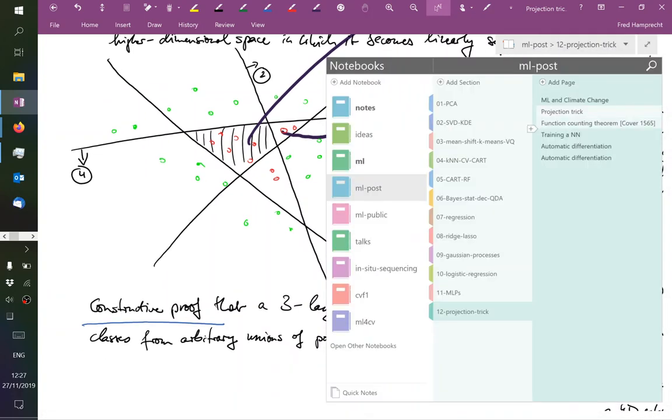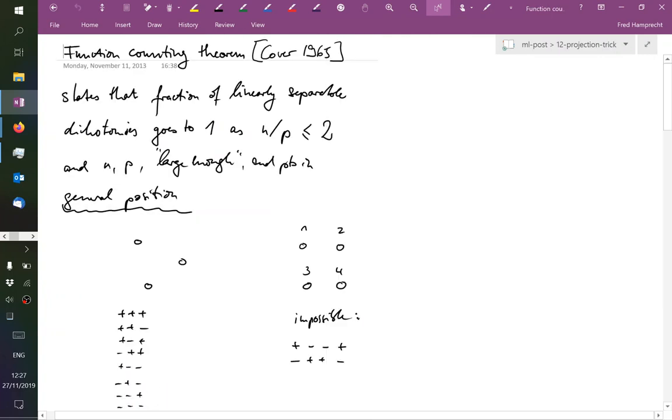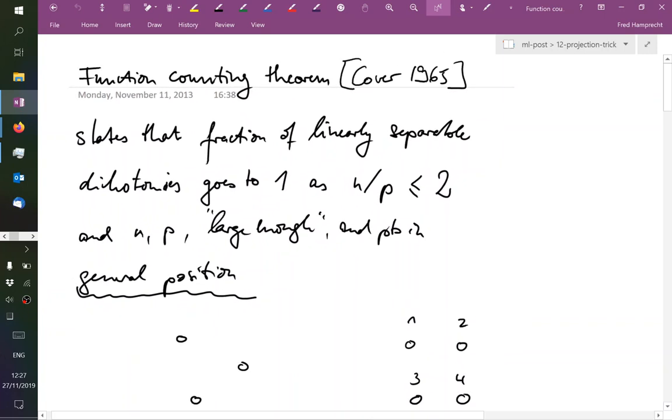Now to the function counting theorem. What I've written here is in the public document, because they are not important formulae that I want you to know by heart. I want you to understand the concept, and this may be easier if you don't have to write it at the same time.